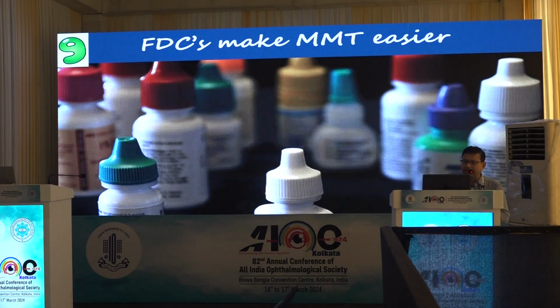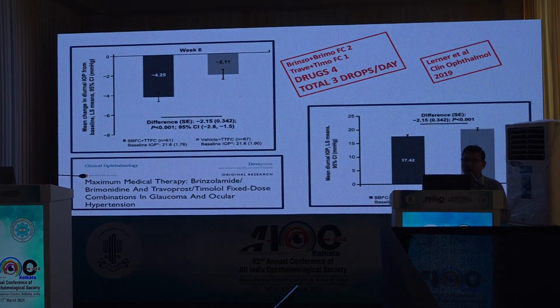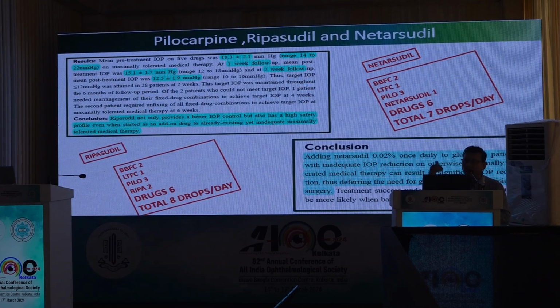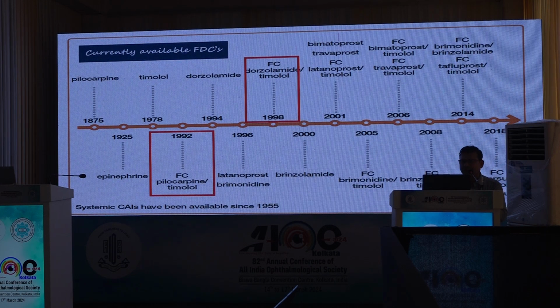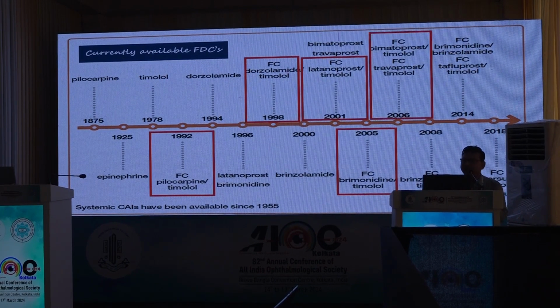Also, FDCs definitely make MMT easier. Prasanna is going to talk about it. So now if you have 2 FDCs, you can have a total number of 4 drugs, 3 drops per day. If you add other drugs, you can give 6 drugs, 7 drops per day, or 6 drugs, 8 drops per day. So it has reduced the number of drops dramatically. Over time, a large number of FDCs have come into being: from 1992 to 1998 when Dorzotimo came, 2001 Latanotimo, 2005 Brimotimo, 2006 Bimatotimo and Travotimo, 2008 Brinzotimo, 2014 brimonidine and brinzolamide, and 2018 a netarsudil latanoprost combination.